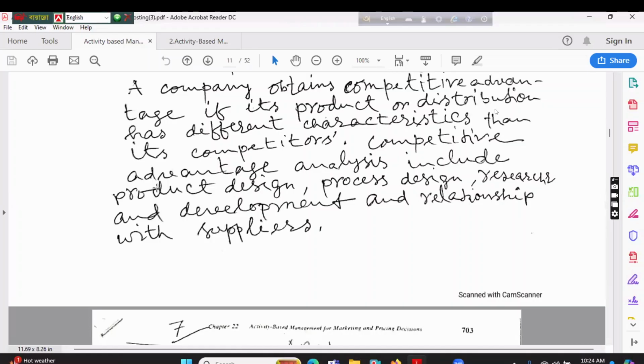Activity costing, comparing ABC and traditional costing, evaluating ABC strategic planning.